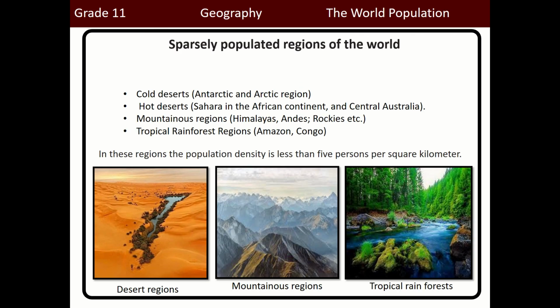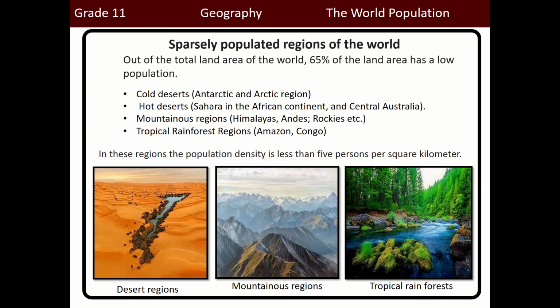Okay, then sparsely populated regions of the world. Out of the total land area of the world, 65% of the land area has a low population. Due to certain factors, there are low population regions in the world. First, cold deserts, examples being Antarctica and the Arctic region. Then hot deserts like the Sahara in Africa and other hot deserts in Central Australia. Third, mountainous regions like the Himalayas, Andes, Rockies, etc. Then tropical rainforests like the Amazon and Congo.